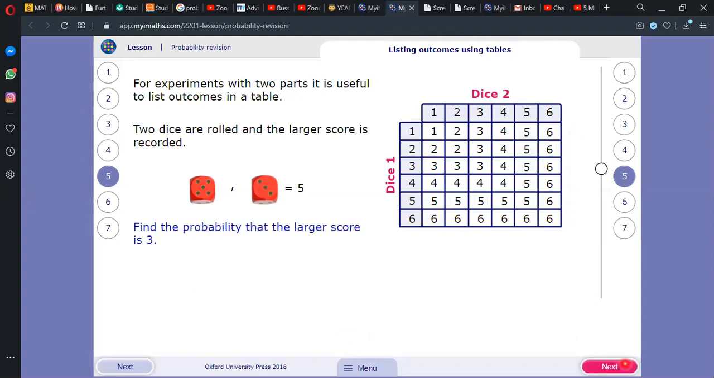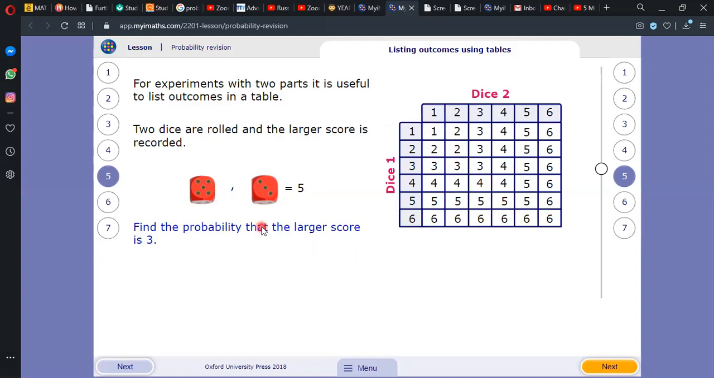Now, find the probability that the larger score is 3. So we're going to come into our table for all the possible outcomes. We already know from this table that the total number of possible outcomes is 36. Just 6 times 6. We've done that before. Just revising. 6 numbers here, 6 numbers here. We expect 36 outcomes, okay?